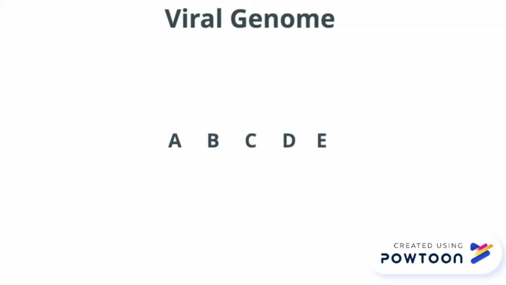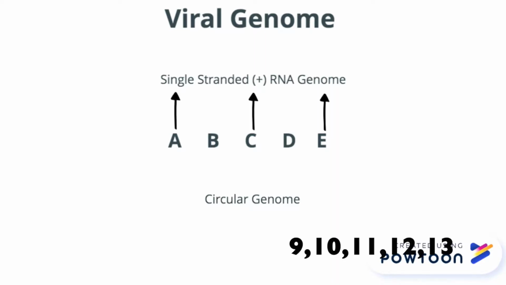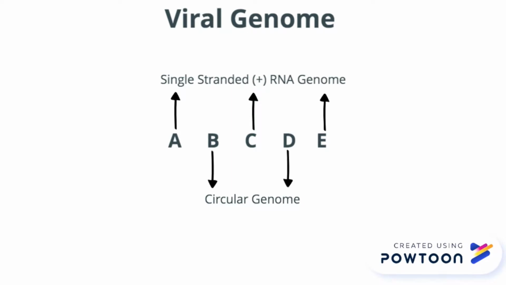In regards to viral genomes, classes A, C, and E all present with single-stranded positive sense RNA. Contrastingly, B and D have circular genomes, with B consisting of partially double-stranded DNA, whilst D is completely double-stranded RNA.